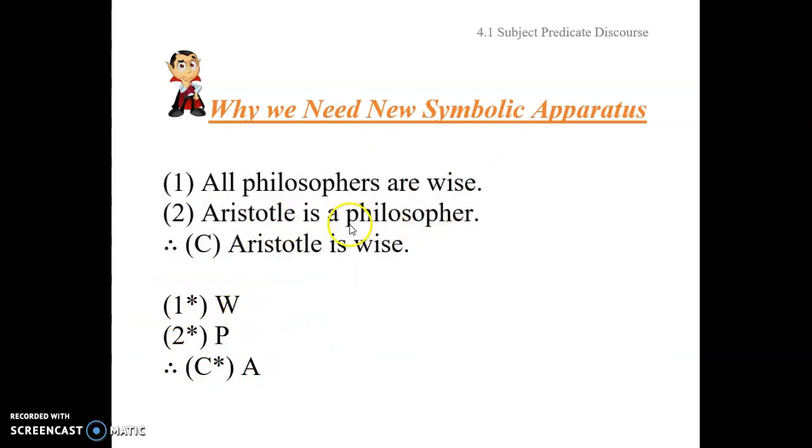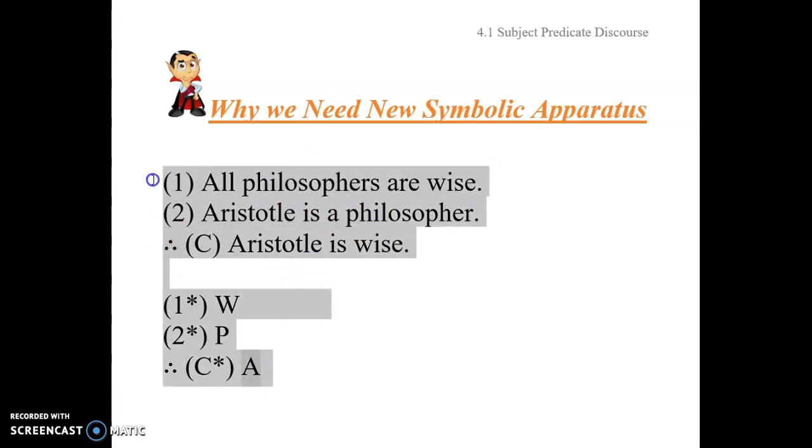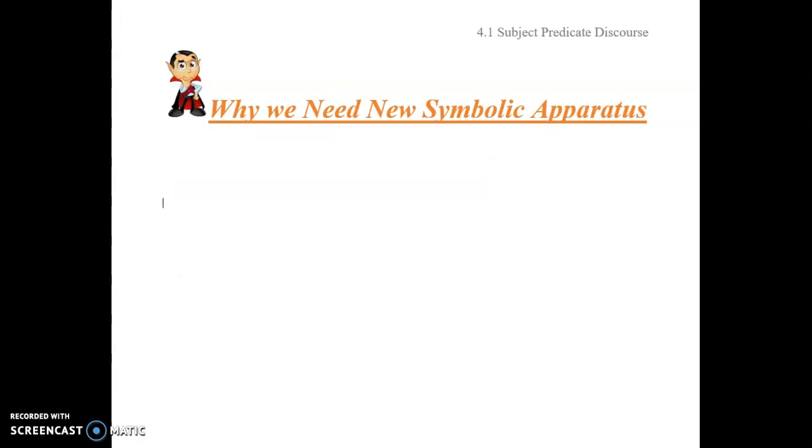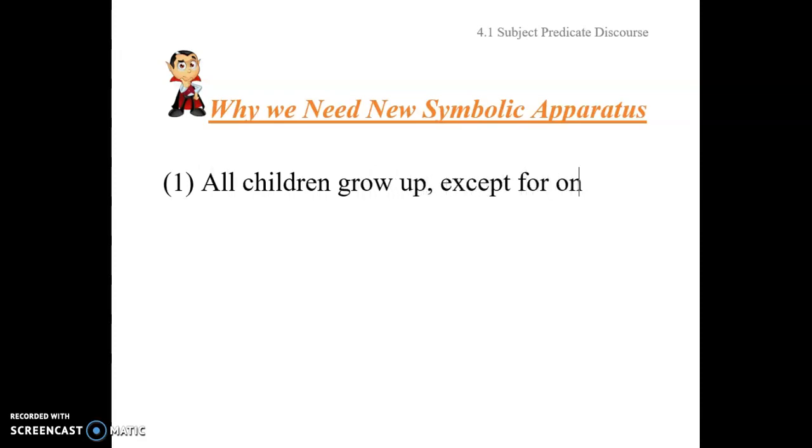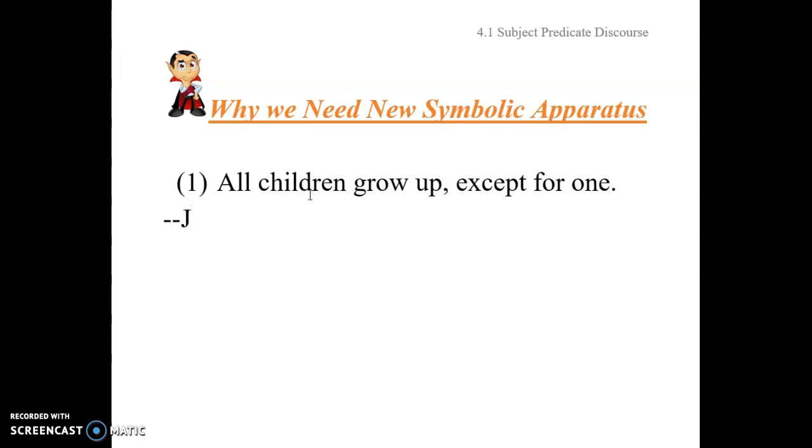So, for example, let's just take a single sentence. Okay, let's just look at it this way. Let's take, for example, one from literature. Okay, so here's a sentence. All children grow up except for one. So this is from J.M. Barrie, who wrote Peter Pan. Okay, and you can tell this is a reference to Peter Pan. Peter Pan doesn't grow up, right?